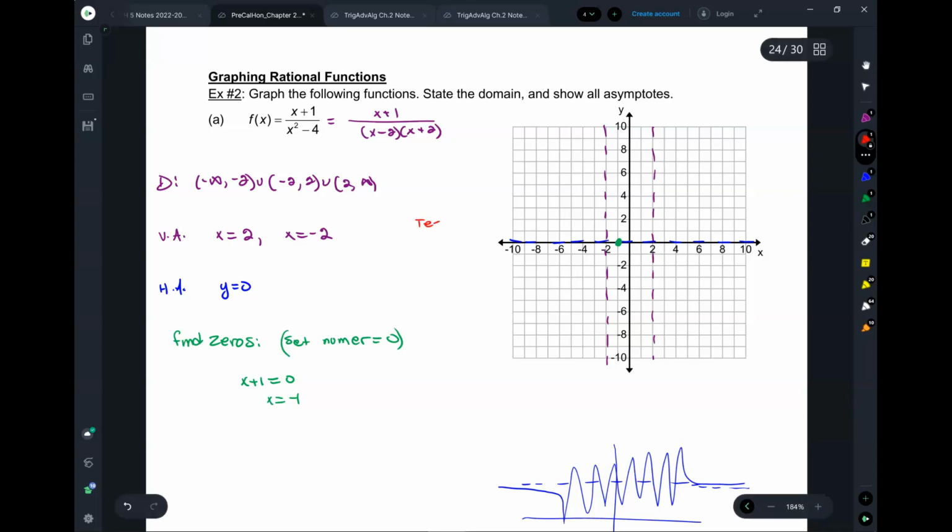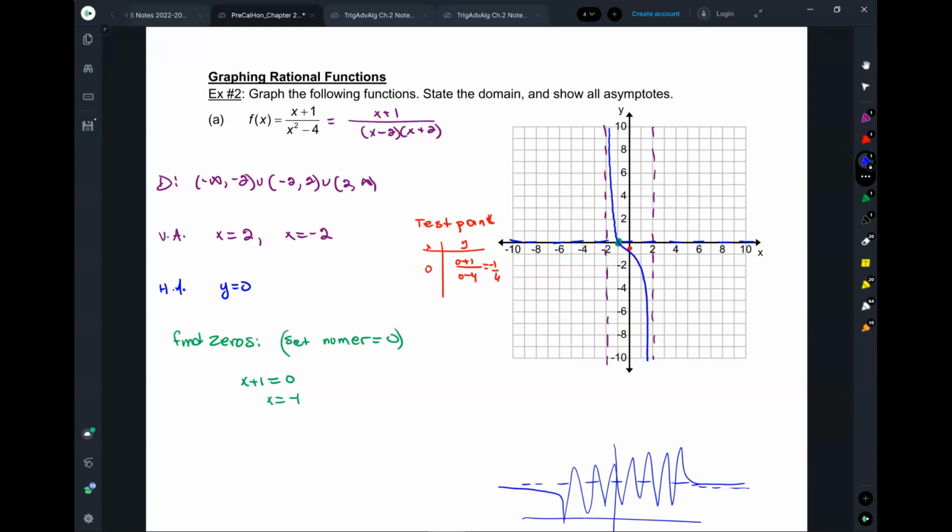So test point, x and y. So when x is 0, what's y? -1/4. Okay, so that means it's here. So that means now I know exactly how it's going to go, like that. Okay, so how do the other parts of the graph look?